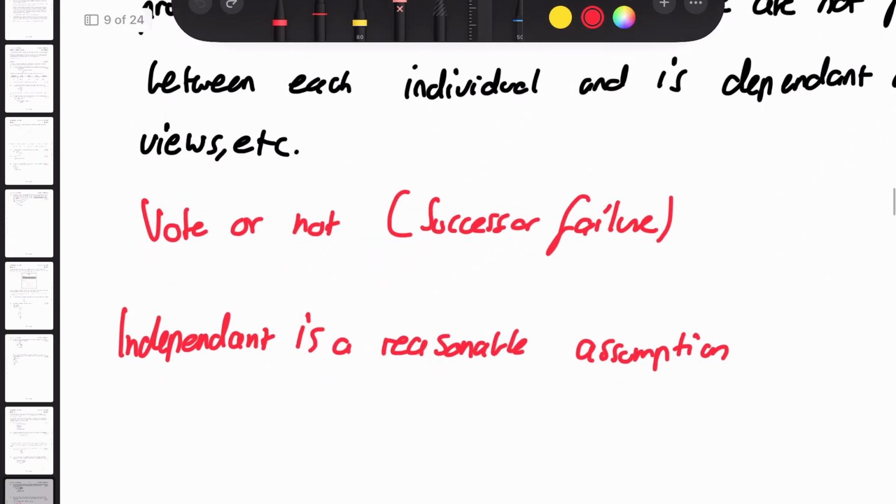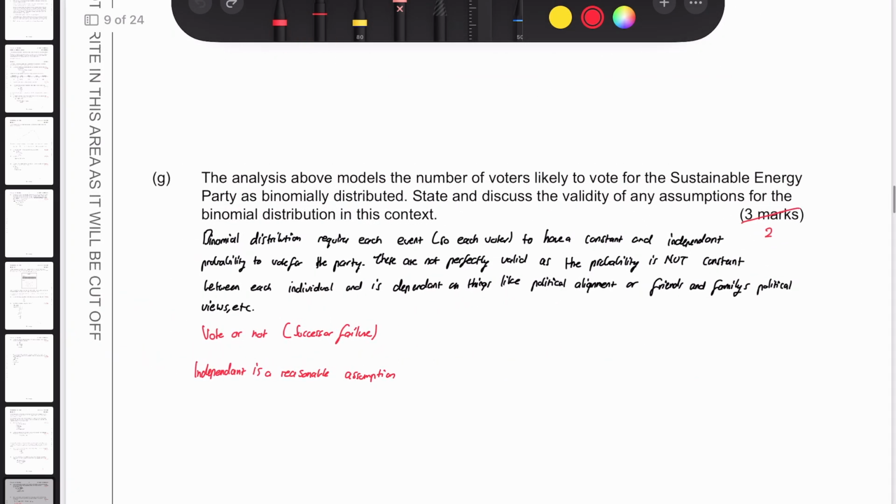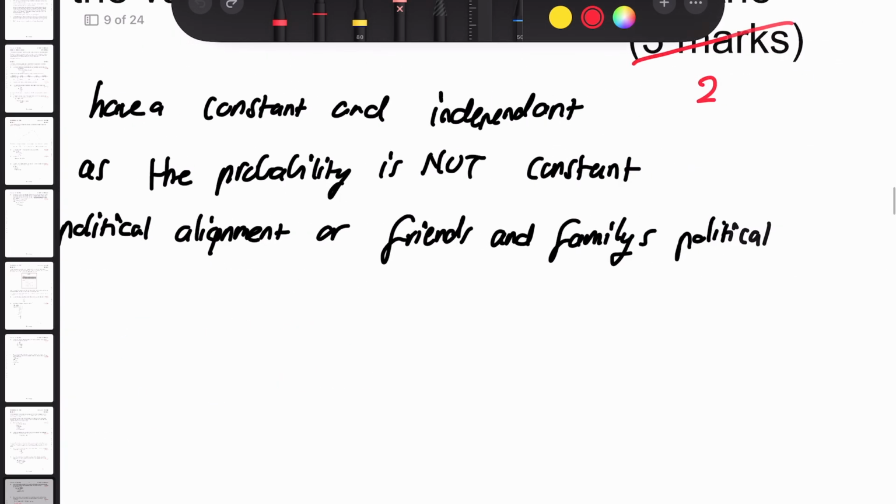However, the marking key said that them being independent is actually a reasonable assumption. Which is, okay, a bit odd in my mind. Because then they also go on to talk about how it's dependent on things like age of the voter, occupation, economic status, and stuff like that. But they didn't talk about friends or family, political stuff like that.